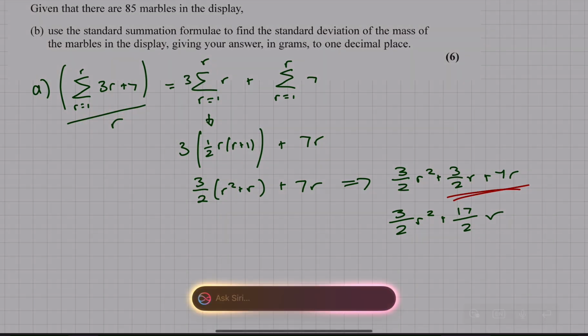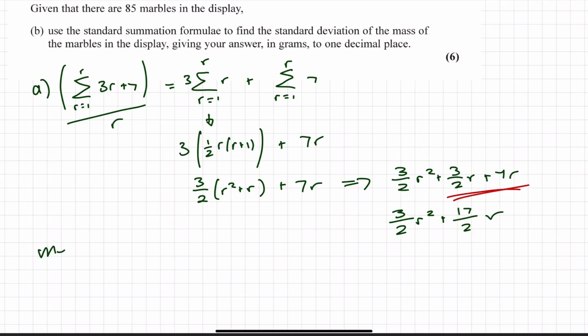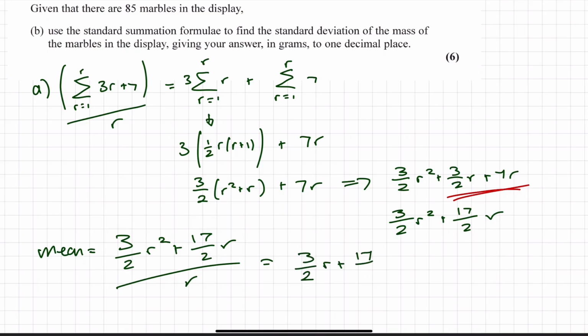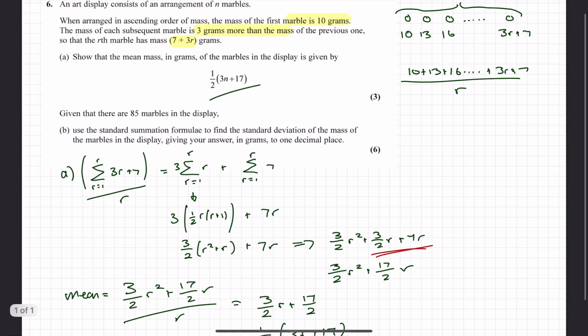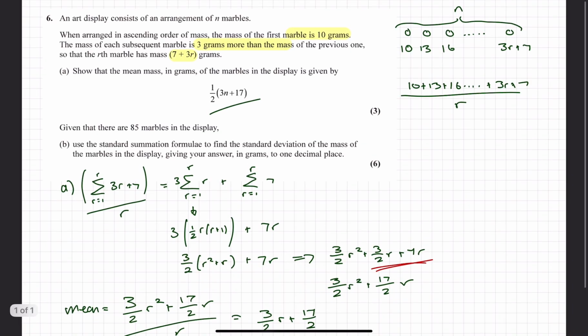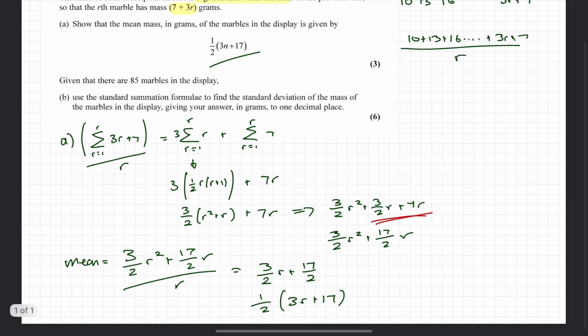So the mean is 3 over 2 r squared plus 17 over 2 r, all over r, and that equals 3 over 2 r plus 17 over 2. And you factor out the half, so we get half of 3r plus 17, which the question is asking here, 3n plus 17. So we change the r to n, which is fine. Yeah, and we're done. Don't know why I changed it to n, but that's fine. Is there any reason for that? Oh yeah, n marbles, sorry, there we are. So r equals n. So the mean is half of 3n plus 17, done.